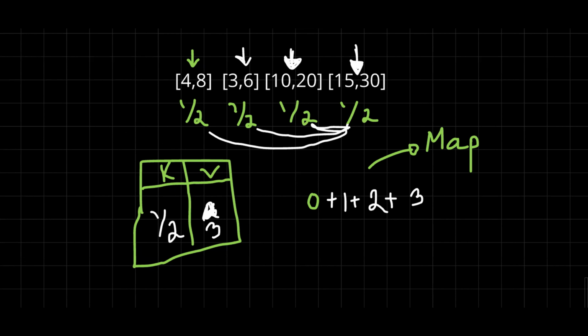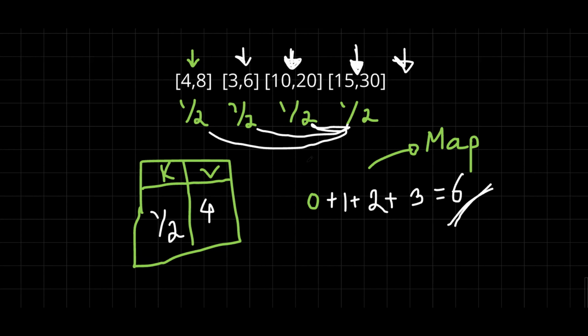Now finally we have to update the frequency of the half from 3 to 4. And as we have completed the iteration, the total interchangeable rectangles will be 0 plus 1 plus 2 plus 3, which is 6. So 6 is the corresponding output for this problem.